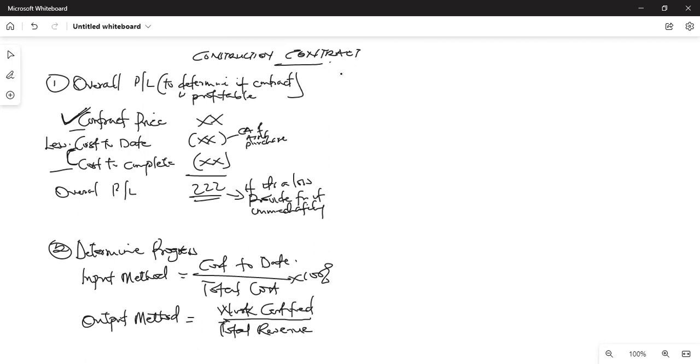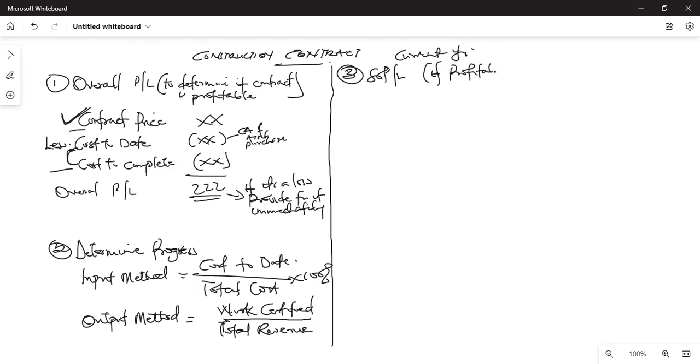Now, step 3. What you see under step 3 is to prepare the statement of profit or loss for the current year. All right, this one was to determine the overall. This one, you are preparing it for the current year, the year in which you are preparing the financial statement. And you can only do this if it is profitable. If it is not profitable, you don't go through these steps. You recognize the loss immediately and you are done.